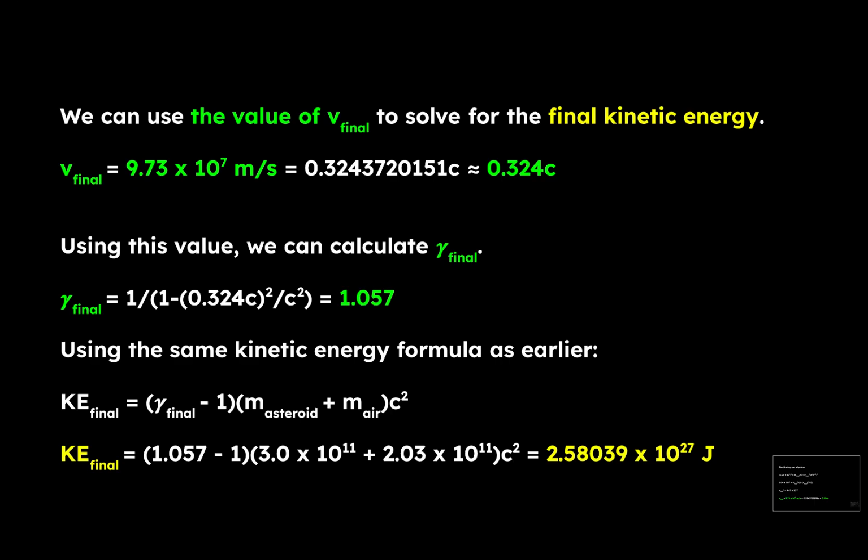We can use the value of v final to solve for the final kinetic energy. V final equals 9.73 times 10 to the 7th meters per second, equals 0.324 c. Using this value, we can calculate gamma final. Gamma final, by plugging this in, equals 1.057. We plug this back into the same kinetic energy formula as earlier, and we get a kinetic energy final equal to 2.58039 times 10 to the 27th joules.